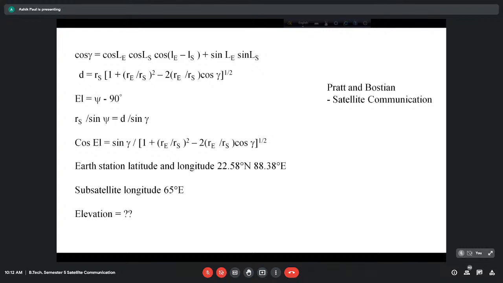Having understood or accepted these processes and equations that we use for calculation of the elevation angle, suppose the Earth station at Kolkata has latitude and longitude of 22.58 degrees north and 88.38 degrees east, and we are trying to track a geostationary satellite having a subsatellite longitude of 65 degrees. Could you please calculate what will be the elevation?